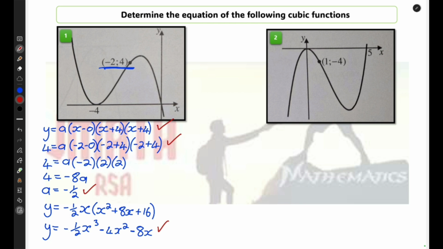So I would say this question is 4 marks, so subbing into the correct formula, then for subbing in the other point, for getting the correct a value, and then lastly, for ending with the correct formula. Question 2, once again, I don't know anything about turning points.